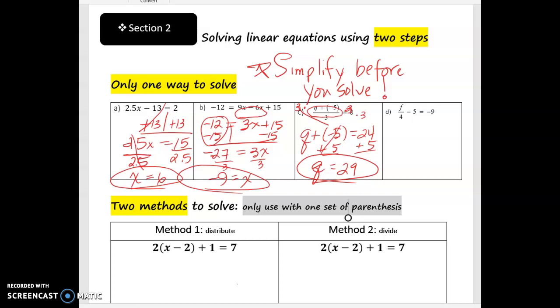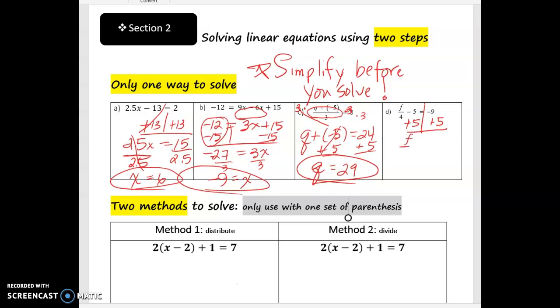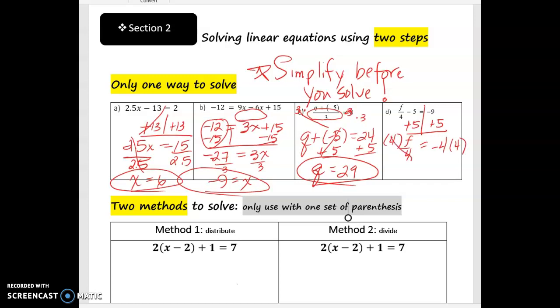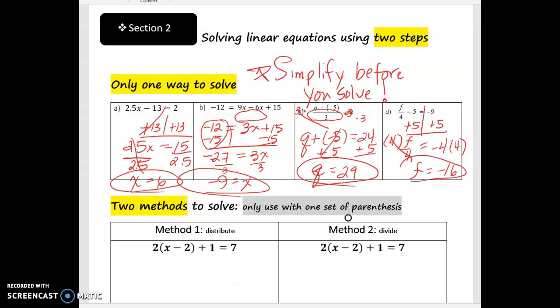Example D, we have division and subtraction. So again, I'm going to undo the subtraction of 5 by adding 5 on both sides. The F over 4 drops down. Negative 9 plus 5 is negative 4. Okay, to undo division, we multiply by 4 on both sides. We show that with parentheses. Out to the side, these will cancel. Final answer, negative 16. Okay, so F equals negative 16.